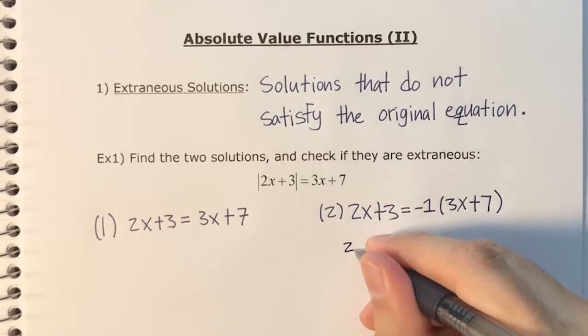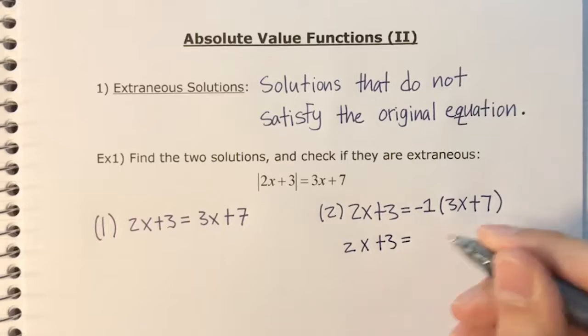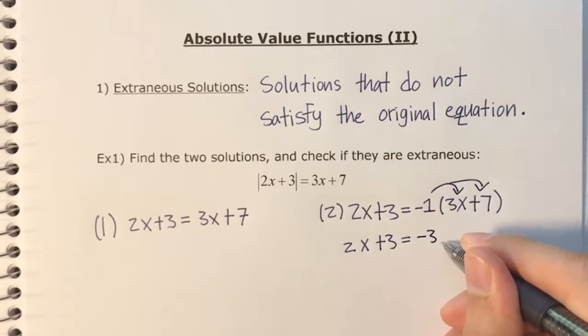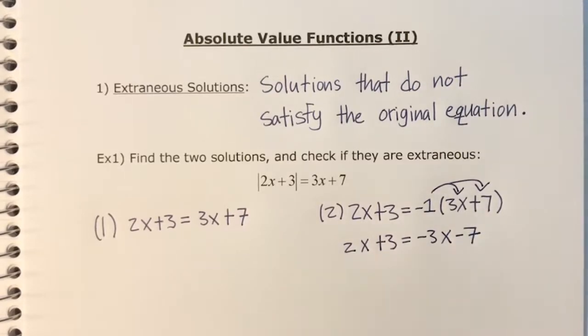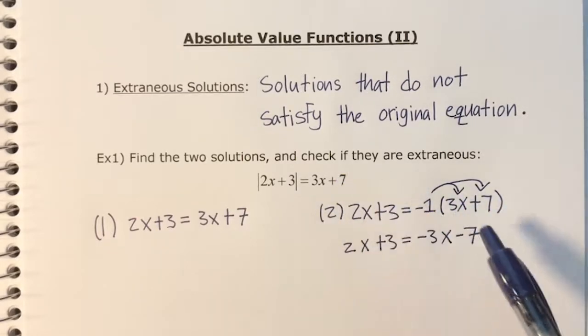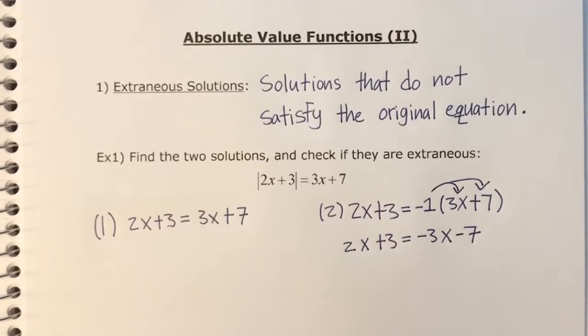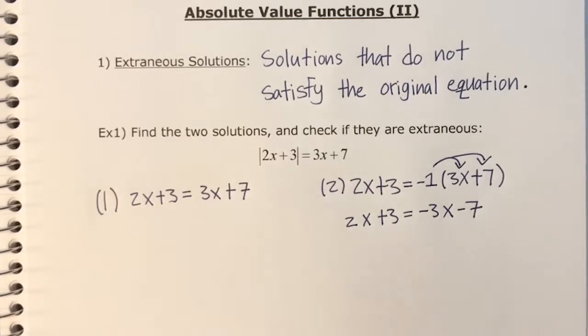Okay, so let's do that. Distribute the negative 1 to the 3 and to the 7, so I got negative 3x minus 7. Or you could just tell yourself, opposite of a positive 3, negative 3. Opposite of positive 7, negative 7. You can just tell yourself that, but if you want to write it all out, that's great too, as long as you get the answer.